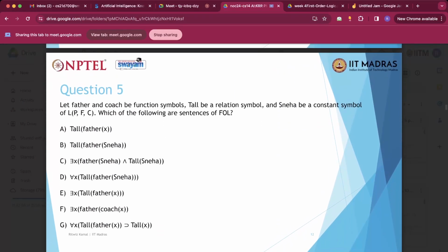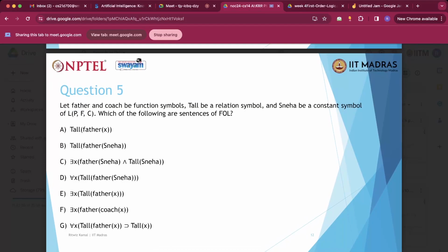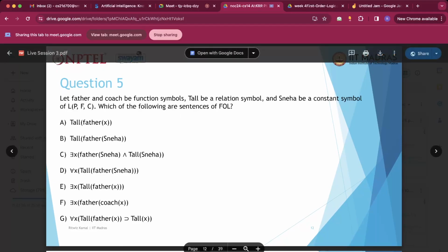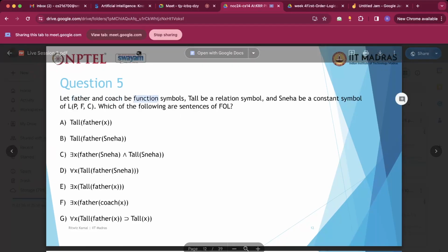So all this while we have discussed different things like what is a function, what is a variable, what is a constant, what is a predicate, what is a formula, what is a sentence. All these things we have discussed till now. Now we have to apply this to answer the following questions. So here we are given that father and coach are function symbols.